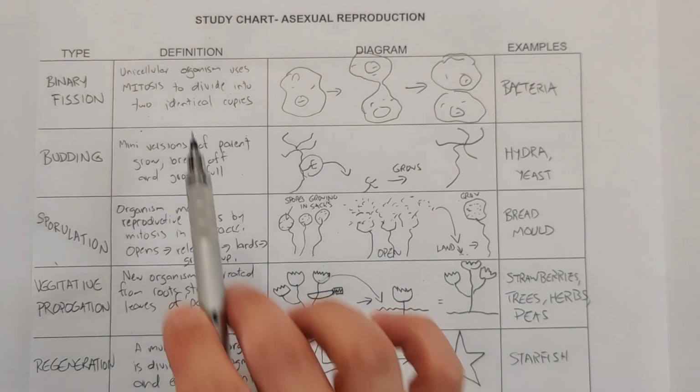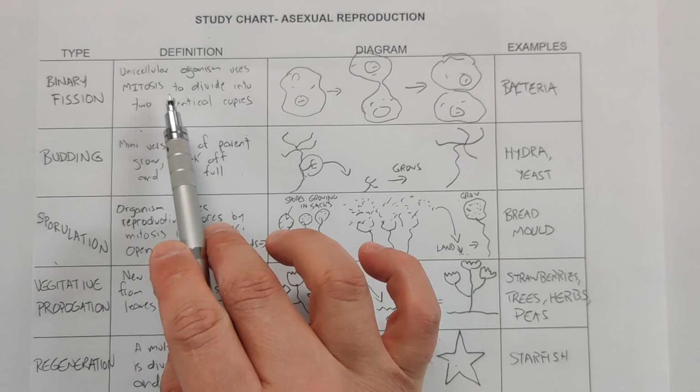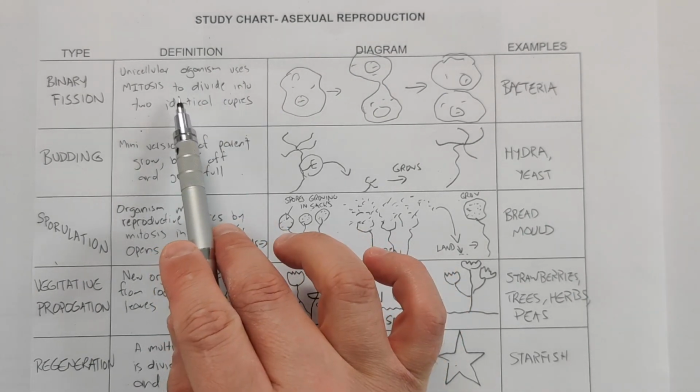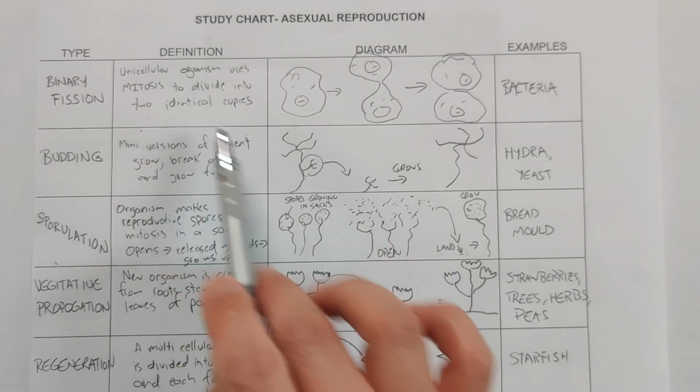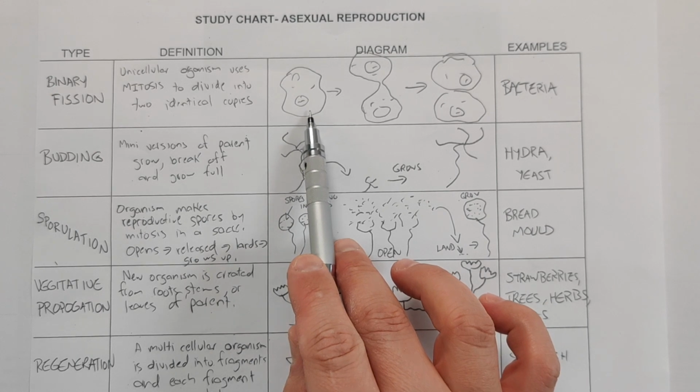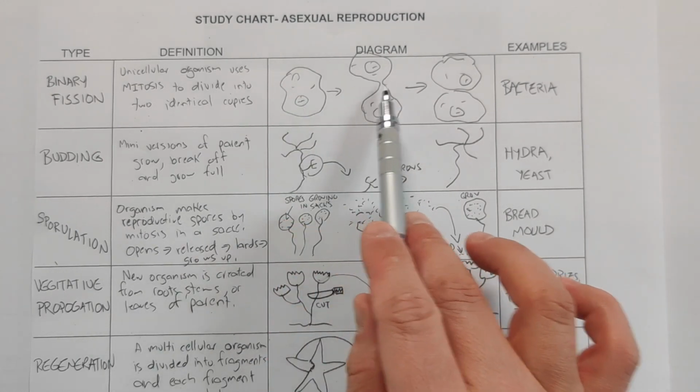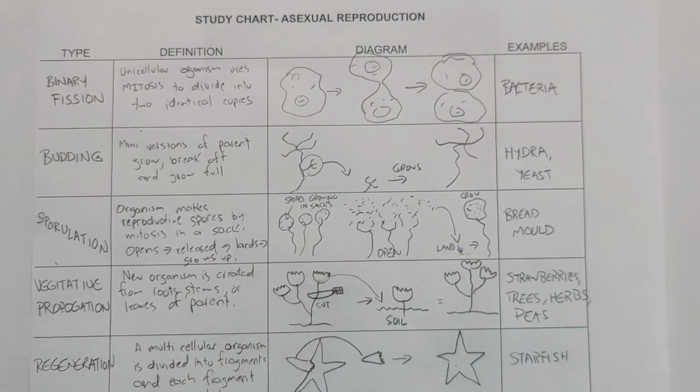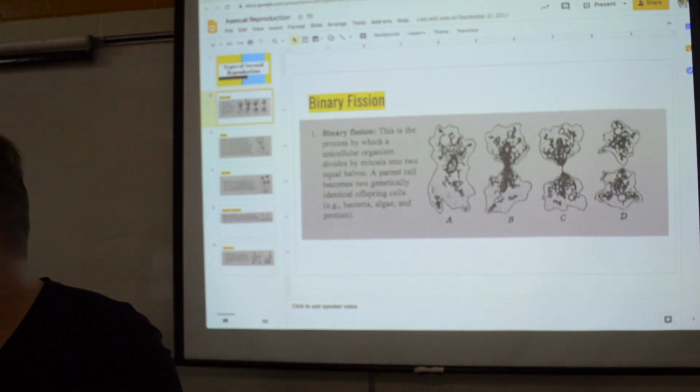First of all, we've got binary fission. A unicellular organism uses mitosis to divide into two copies. So you can see there's an organism, it gets bigger, it splits up, now you've got two. Something that uses that is a bacteria. Cool. Let's go on to budding.